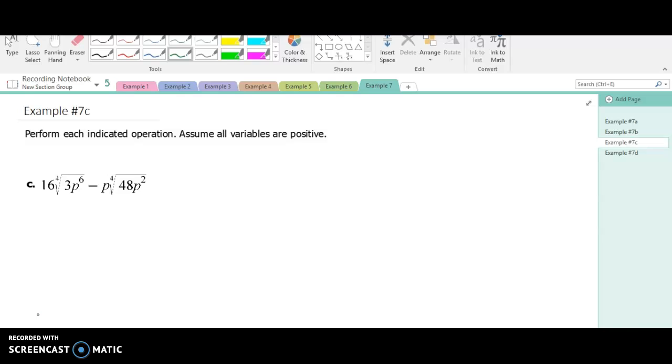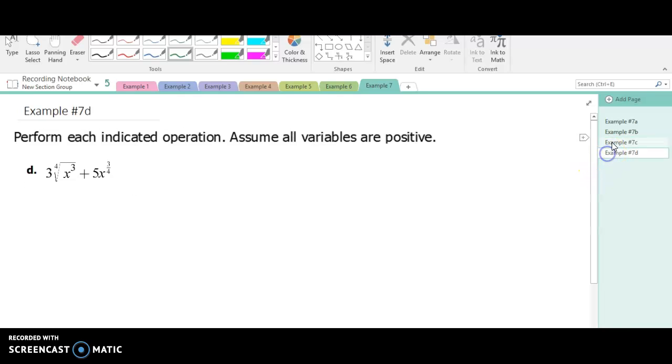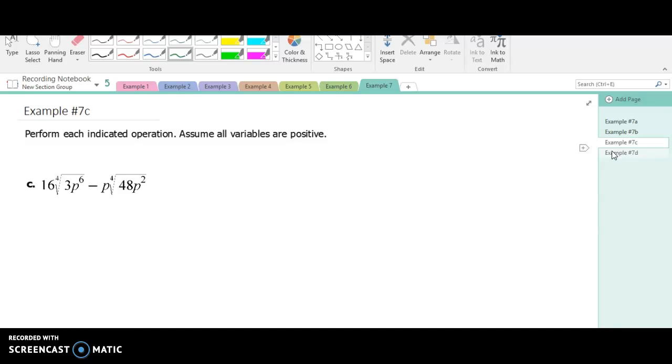Alright, I want you to go ahead, try to do C and D on your own. D is really, really simple. C is a little more challenging, so you might want to try to do D first and then C. And then we'll go over this.